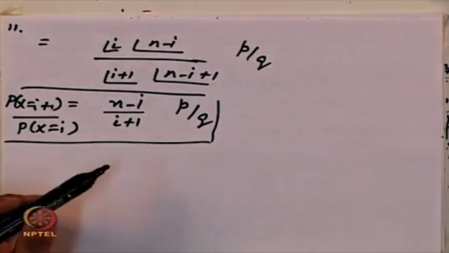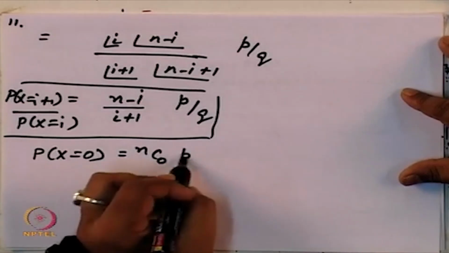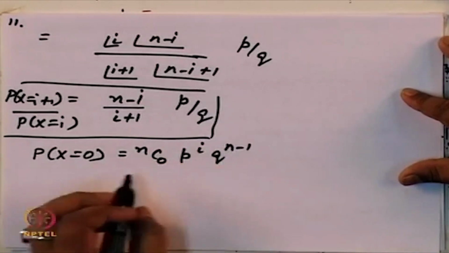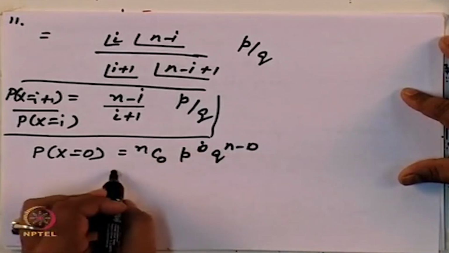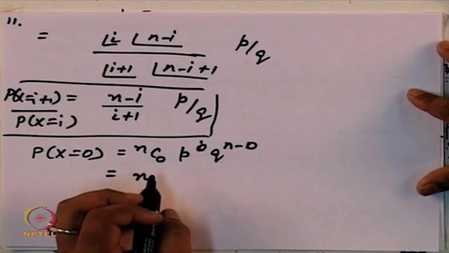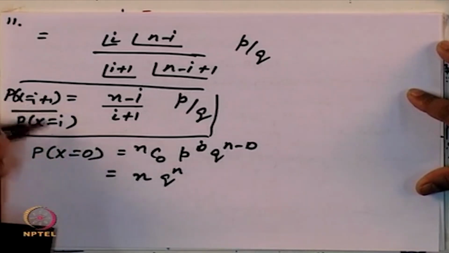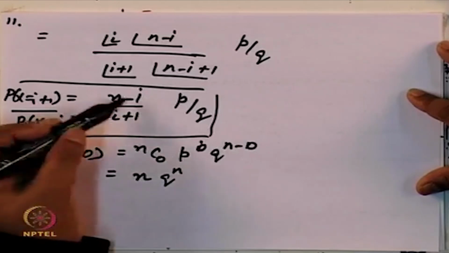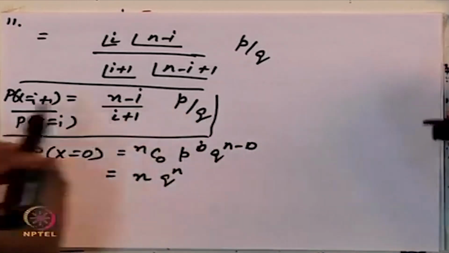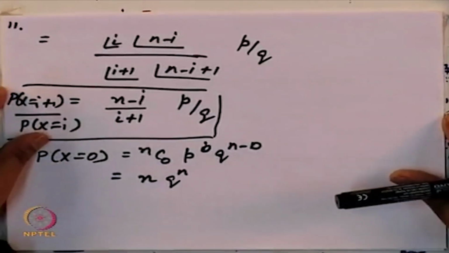Okay. So, if you put i equal to 0, probability of x equal to 0 is nC0 p to the power 0 q to the power n, which is simply q to the power n. Okay. So, then you can use this expression to calculate x equal to 1. So, you substitute i is equal to 0 and then accordingly you get the result. Okay. So, this is how you can use recursion to compute these binomial probabilities in a computer.